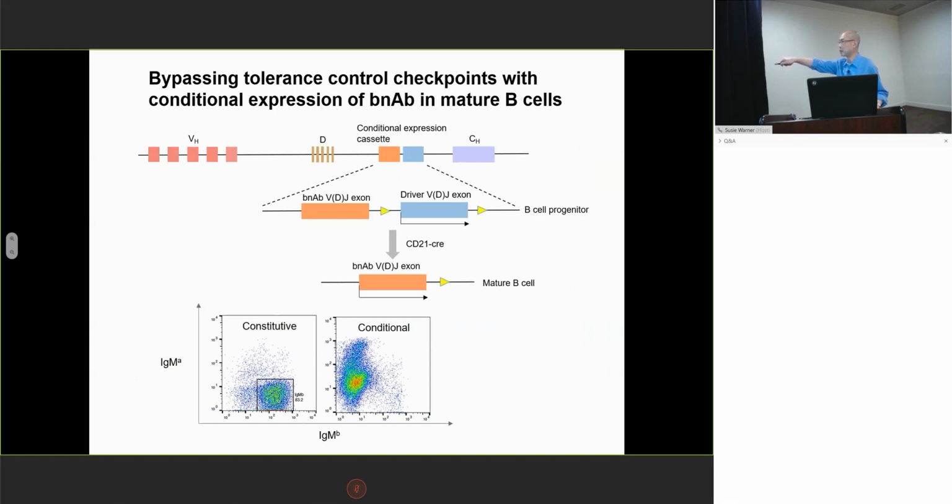So that's what I showed before. If you express it in the bone marrow, they get deleted. But if you let them bypass the bone marrow, then they go to the periphery.